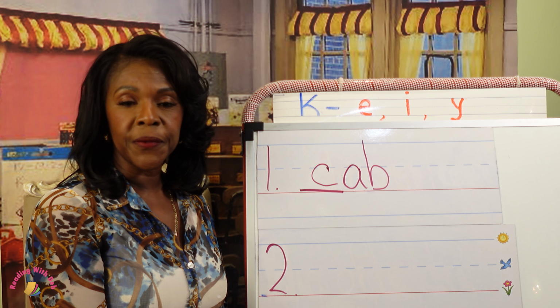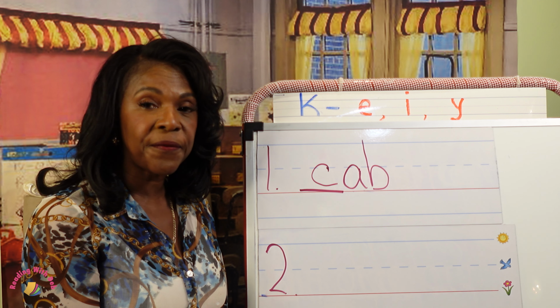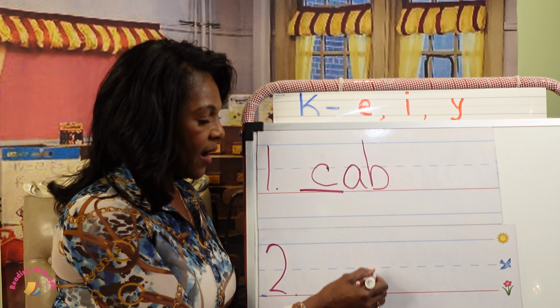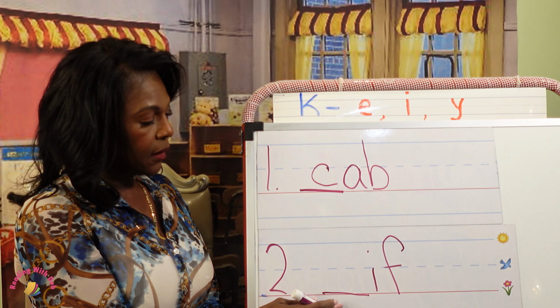Let's try another one with number 2. This is a made-up word. The word is kif. Kif. I hear k. It, that's the letter I. Kif, F.